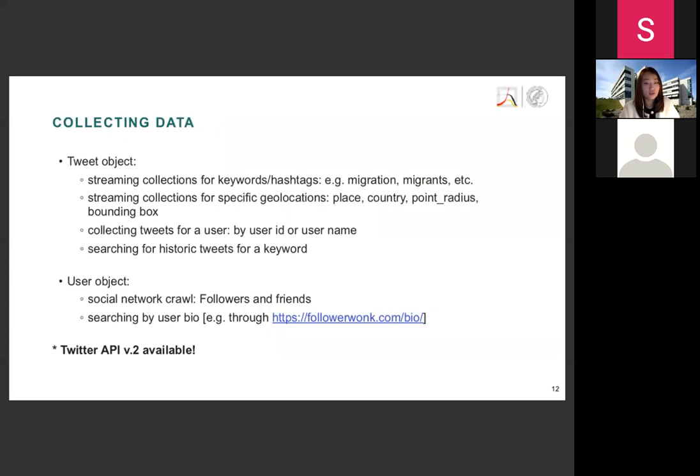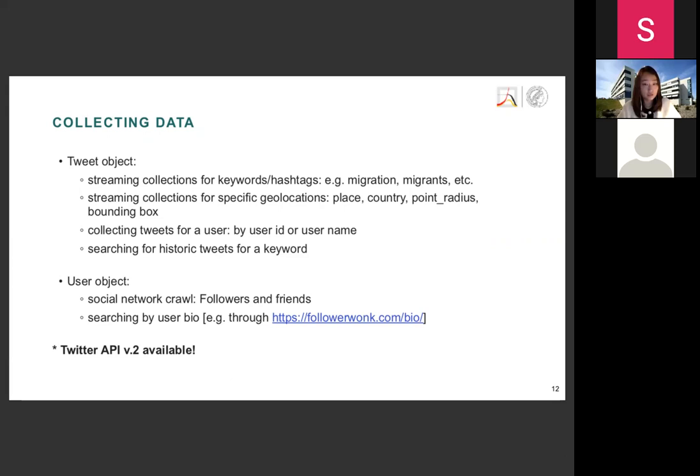So looking at these two main objects that can be collected from Twitter, there are various ways to collect the data. Using the Twitter API, we can either start from the geotag tweets or from a specific user ID we're interested in. Looking at the geotag tweets, we can stream collections of specific hashtags, for instance, using hashtag migration, migrants, etc. Looking at the specific geolocations, there are options that we can use, which are place, country, point radius, and bounding box. If we were to also collect user information, including the social network, there is information on the followers and friends that we can download as well.